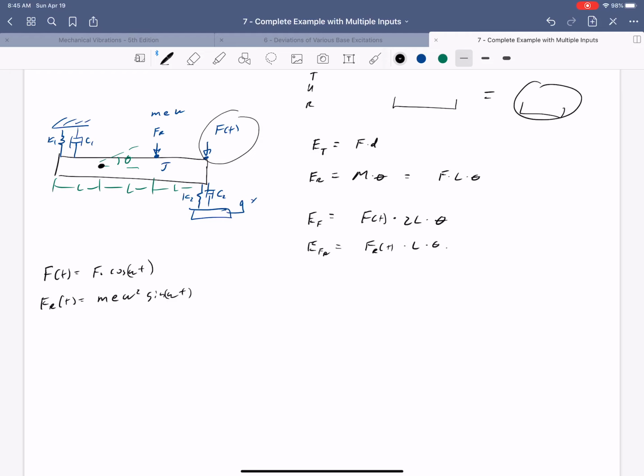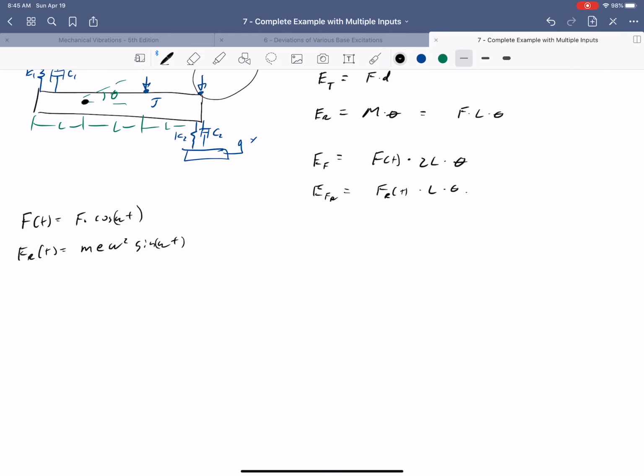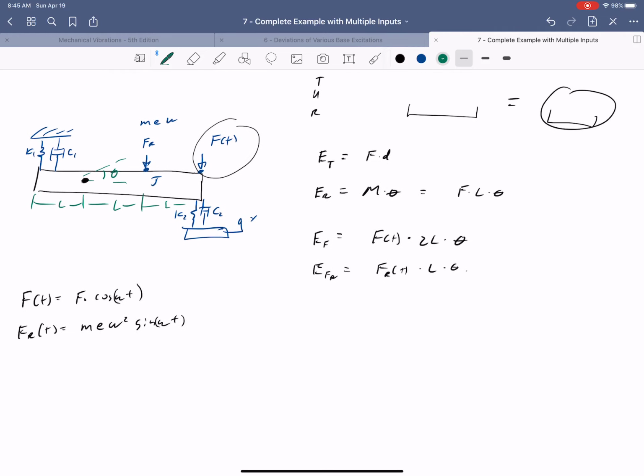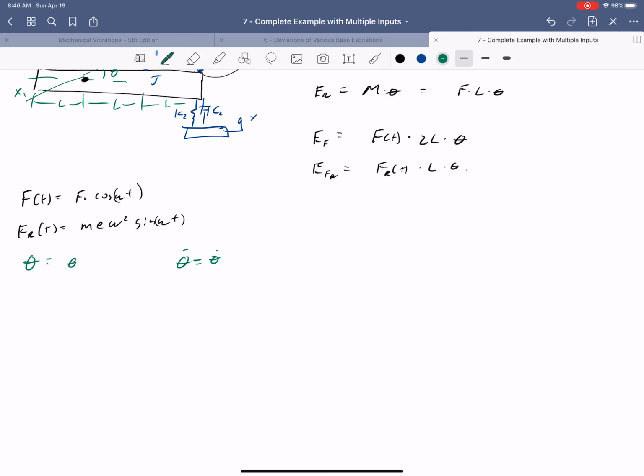We're going to leave J as J, K1, C1. Those are all what they are. Okay, so let's start our Lagrange process. One thing I have yet to do is define our displacements. So we'll call them x1, x2, and x3. So theta is equal to theta, theta dot is equal to theta dot. So there's our degree of freedom.